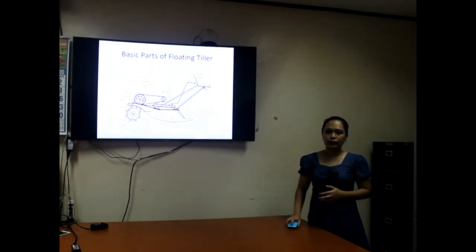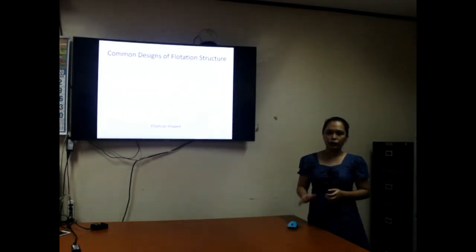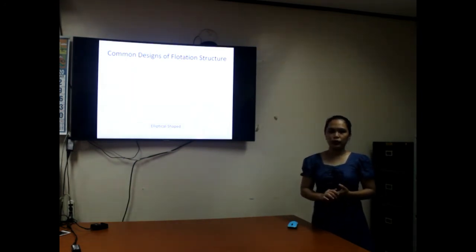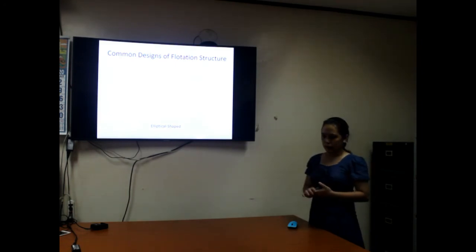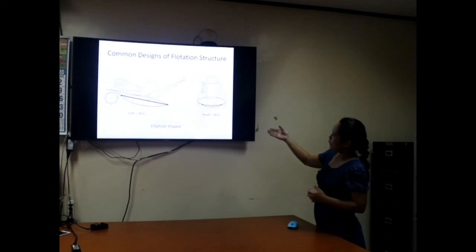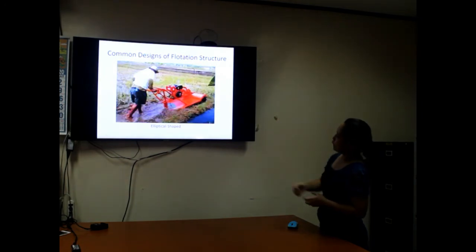So let's proceed to the last part of our topic. It's all about the common flotation structure designs of floating tiller. We have four common flotation structure designs of floating tiller. First, we have the elliptical shape. This is the side view and the rear view. So I have the sample picture of elliptical shape.